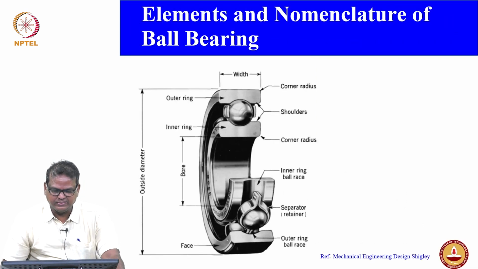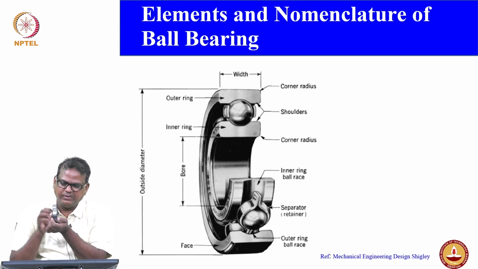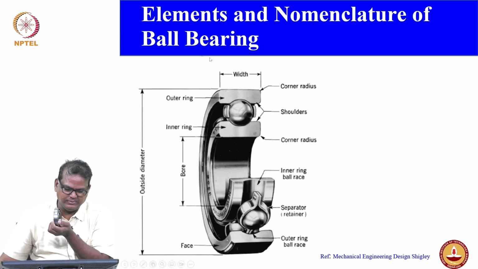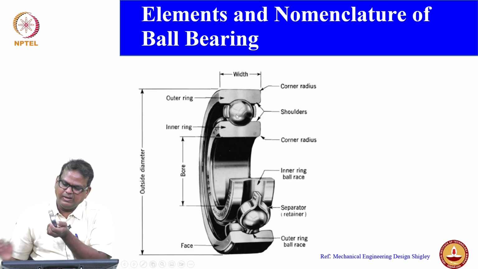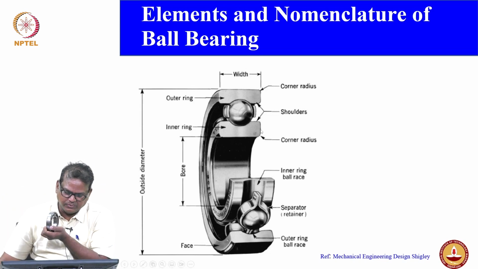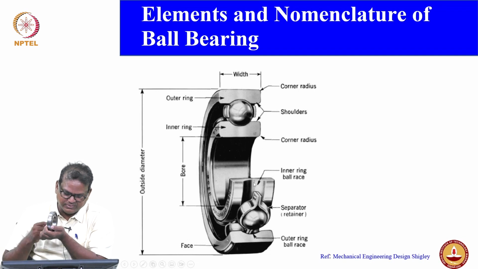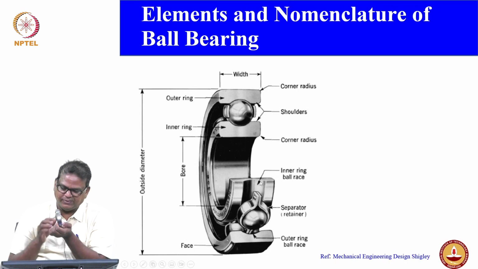You can see that there is a nomenclature. This is your width. This is your outer ring, and this is your inner ring, and these things are called the shoulder and the corner radius. Inner ring, ball race. You can see this is the deep groove, a groove kind of arrangement.